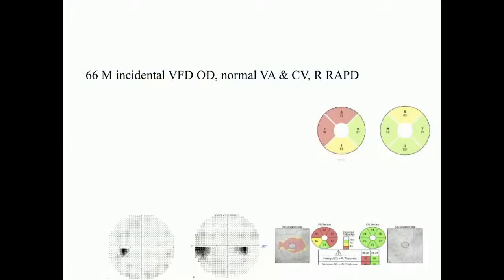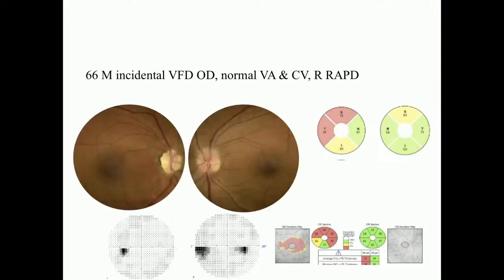Another case is a 66-year-old man with incidental finding of a visual field defect, as you can see here in the right eye, infranasal visual field defect, 20/20 vision, full color, with a small right RAPD. The OCT RNFL shows segmental loss corroborating with the visual field deficit, as well as the GCIPL OCT. So looking glaucomatous so far, but the right RAPD is telling us a little bit of something.